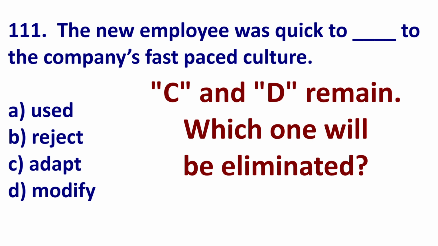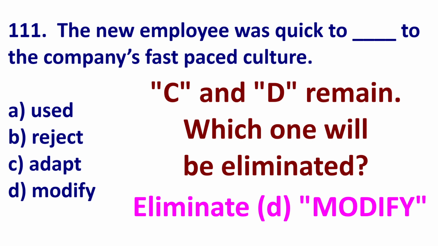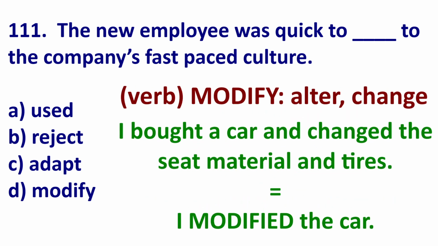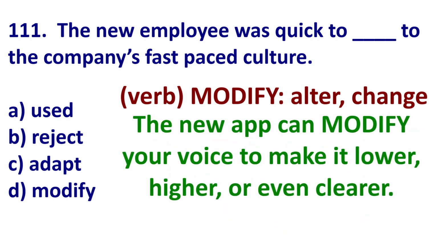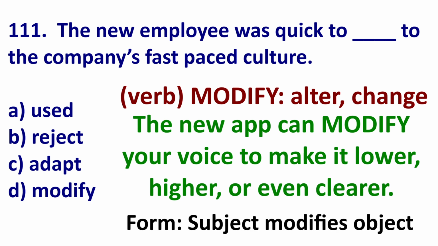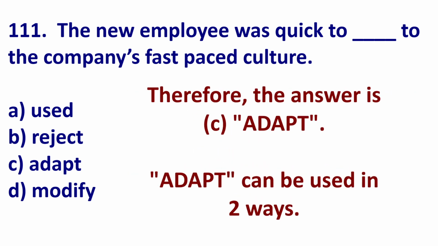So now we are stuck with two heroic words, adapt and modify. Of course, only one will survive. We will eliminate modify. Modify means alter or change. An example, I bought a car and changed the seat material and the tires. So I modified the car. I changed the car. Or the new app can modify your voice to make it lower, higher, or even clearer. The form is subject modifies object. Incorrect, I modified it to the car. Okay, so it's wrong to have subject modifies to object. So the answer is adapt.